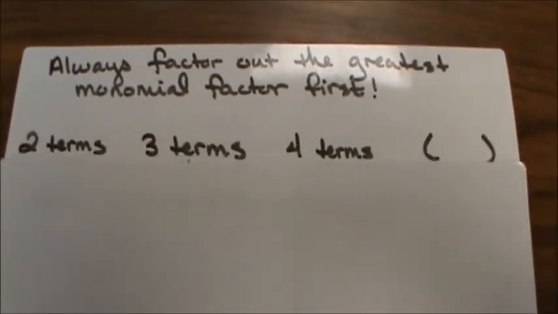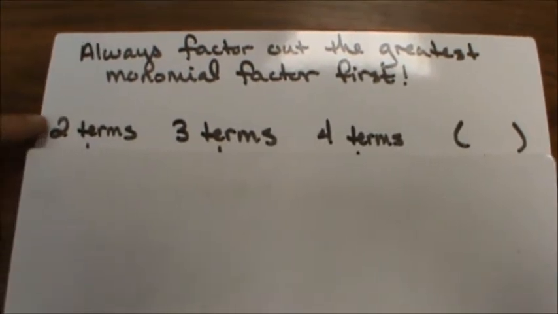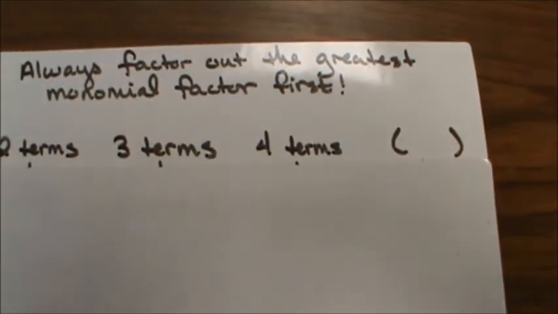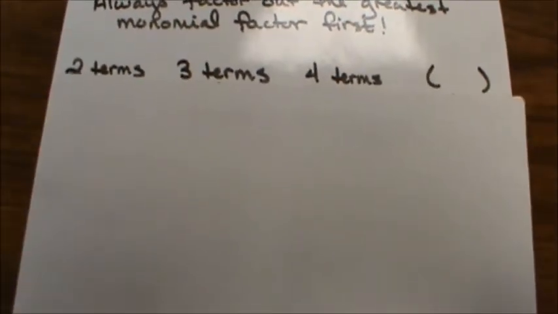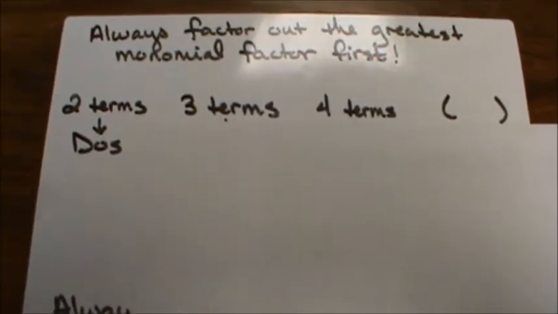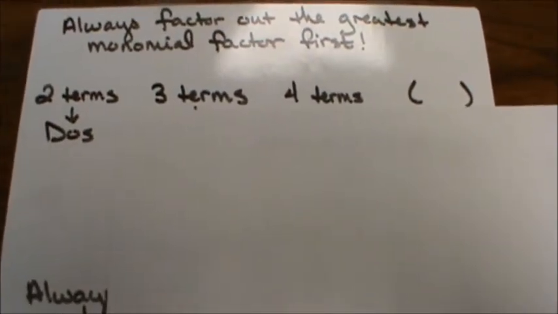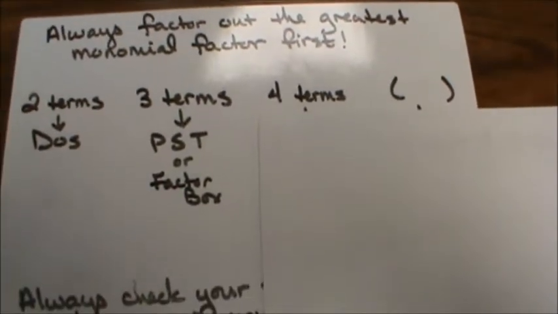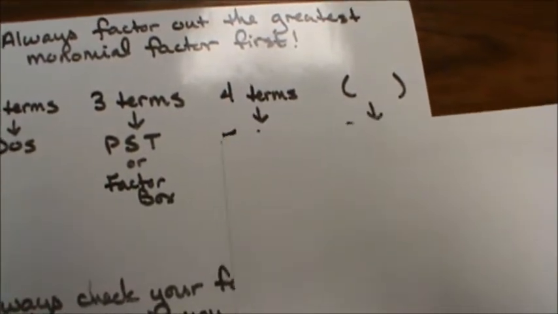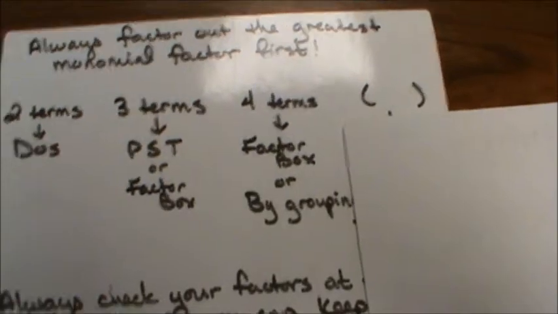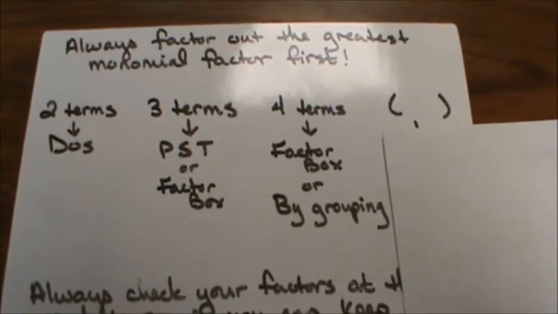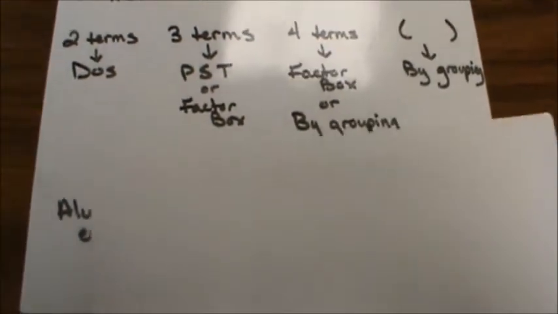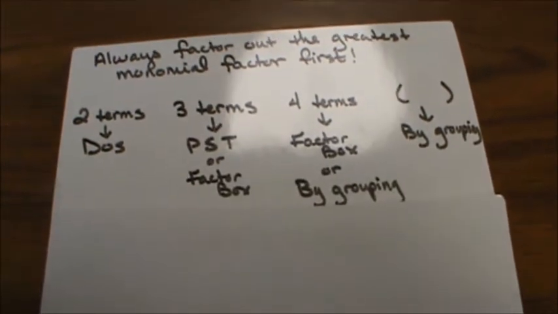Then we have some options depending on whether there are 2 terms in our polynomial, 3 terms, 4 terms, or if there already are some parentheses. If there are 2 terms right away, you're going to use the difference of squares rule. If there are 3 terms, it could be a perfect square trinomial, or you may need to use the factor box. If there are 4 terms, I would start by trying the factor box. If that doesn't work, you may need to factor by grouping. If there are already parentheses there, that means you need to factor by grouping.